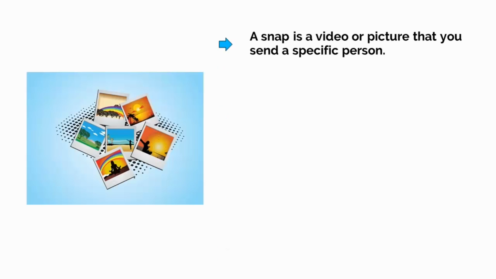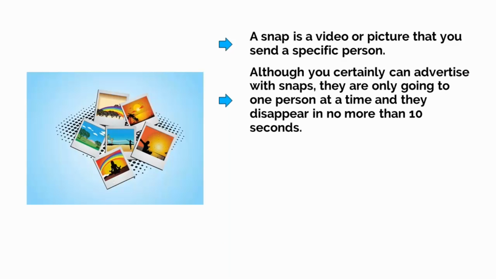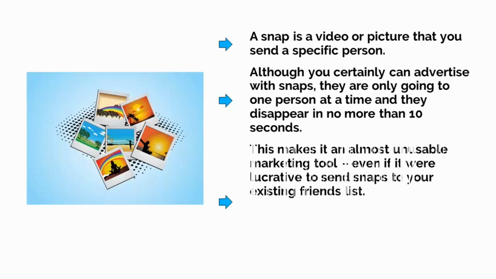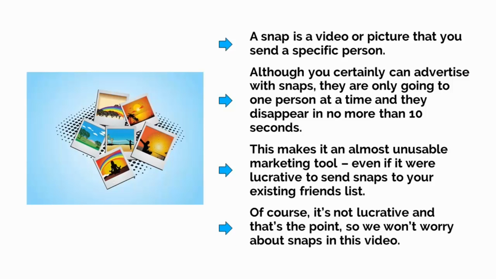A snap is a video or a picture that you send to a specific person. Although you certainly can advertise with snaps, they're only going to go to one person at a time and they disappear in no more than 10 seconds. This makes it almost unusable as a marketing tool, even if it were lucrative to send snaps to your existing friends list. Of course, it's not lucrative and that's the point, so we won't worry too much about snaps in this video. However, we are going to discuss stories.